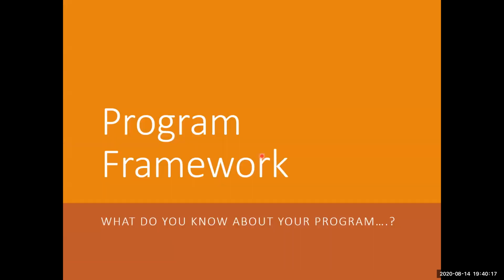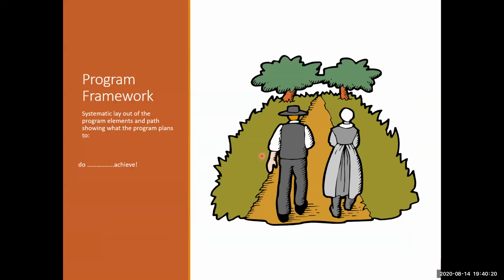So the program framework is a systematic layout of the program elements, showing what the program plans to do and achieve. That's systematic. So when I say systematic, there should be a table. Okay, there's a table and there's an objective, and the objective is already written down. So the framework is the frame that the overall work will be inside, not outside it. Okay, your point will be inside it.